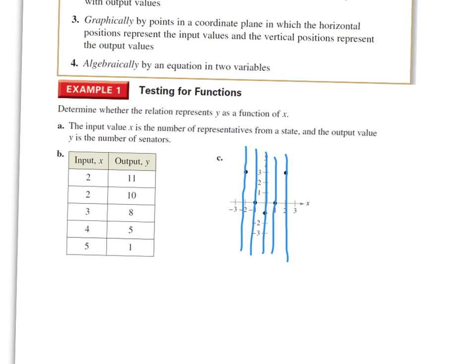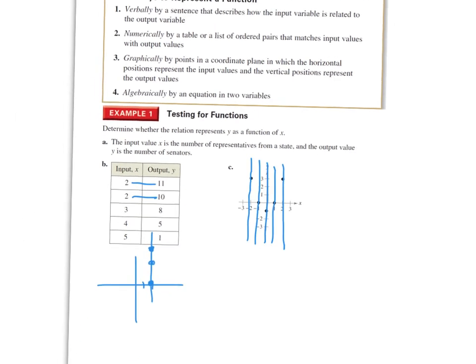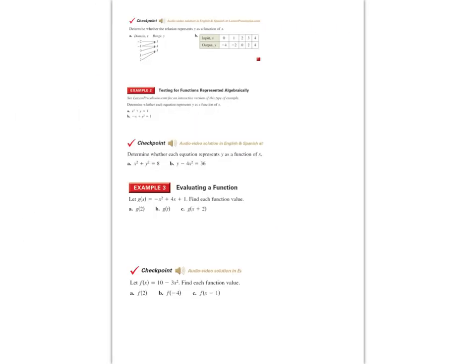So if we take a look at B, you'll notice that the input value of 2, so x is 2, y is 11, and x is 2, y is 10. So look at this. When x is 2, we've got y as 11, and then we've got y as 10. If I do the vertical line test, it hits it twice, which tells you that's not a function. That's pretty much the gist of this. All right, let's move on to the next page.